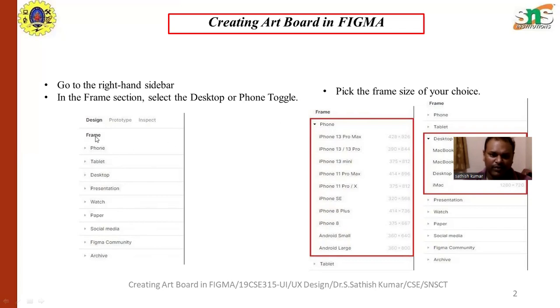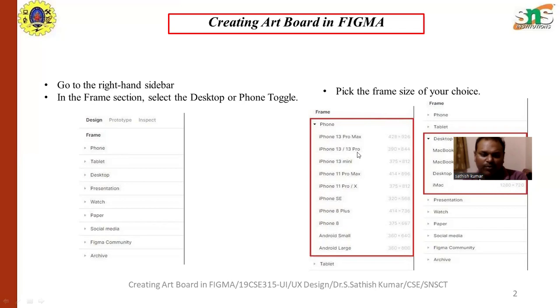If we click on frame, we can choose phone, because we are doing mobile app development. That is, we are creating a mobile app, so we go for phone. Under the frame, pick the frame size of your choice. See this list of phones available. These are the frame sizes. The iPhone 13 Pro Max is 428 by 926.